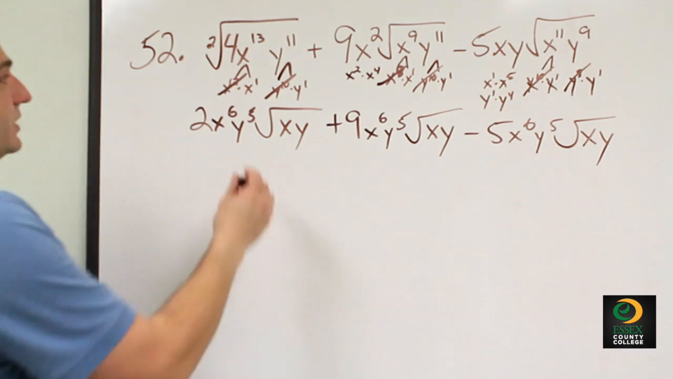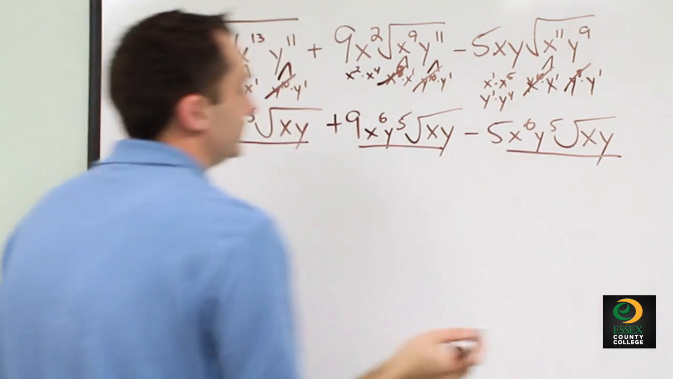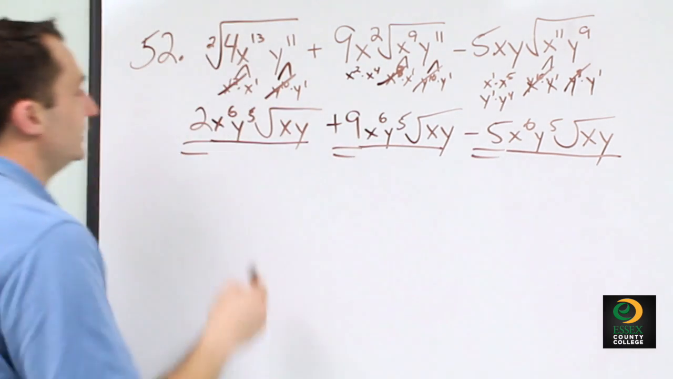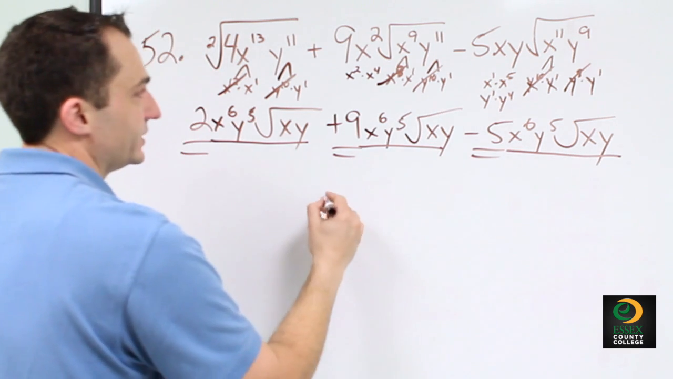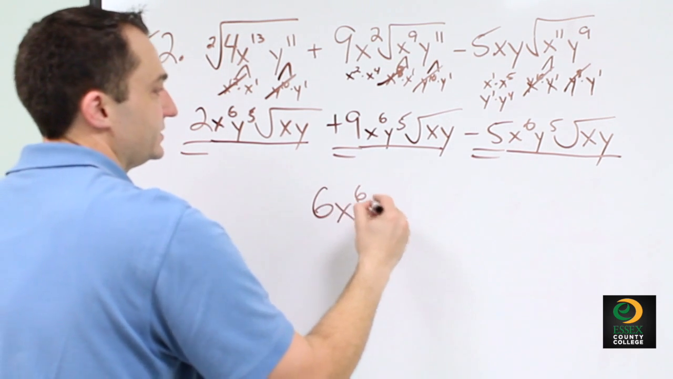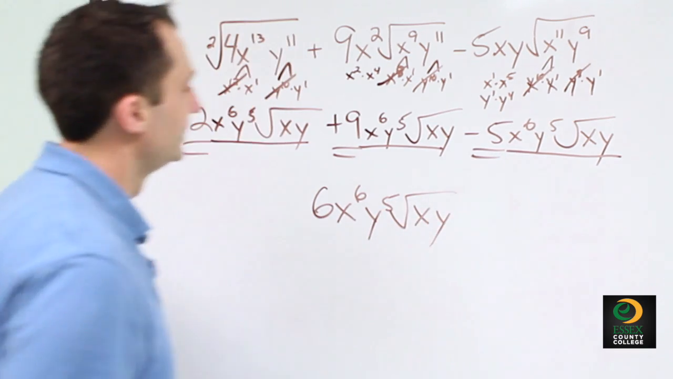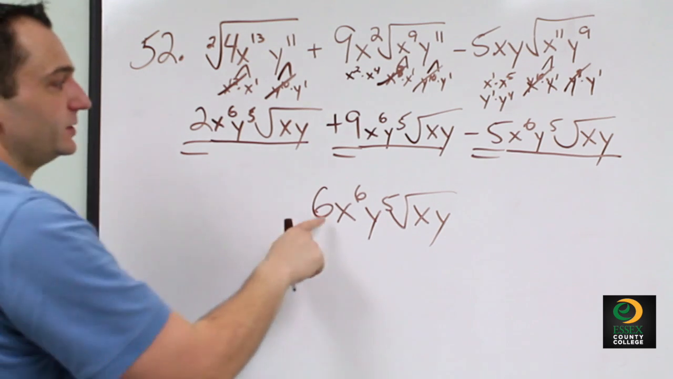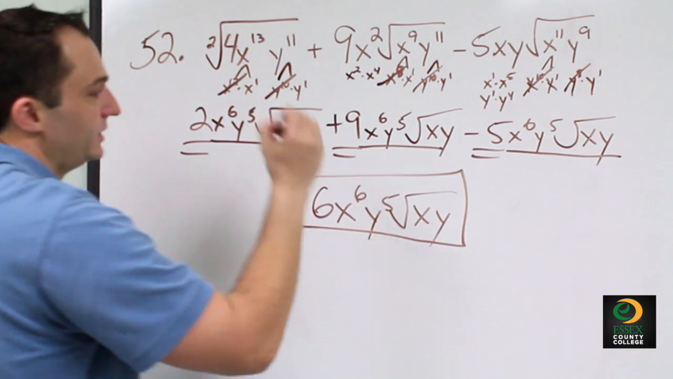Now once again in this problem, since each of these terms are exactly the same, we can combine the coefficients in front. So 2 plus 9 is 11, minus 5 becomes 6, x to the 6th, y to the 5th, radical xy. You can't simplify this any further, so your final answer for 52 is 6x to the 6th, y to the 5th, radical xy.